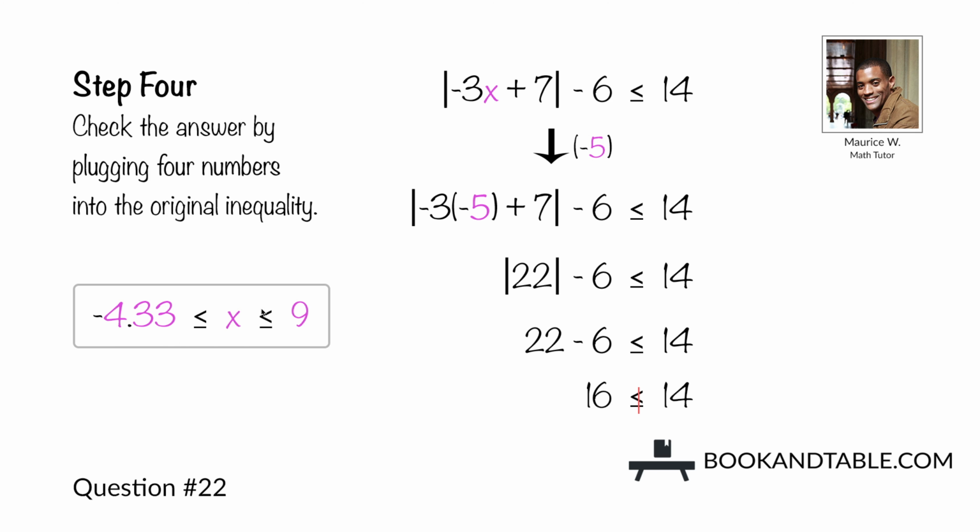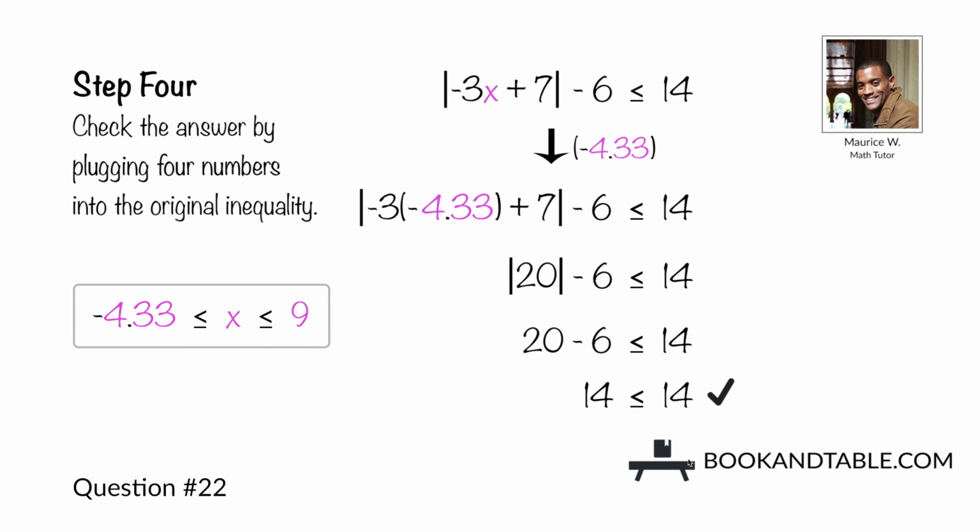So if we plug in negative 5 for x, we get negative 3 times negative 5, which is 15. 15 plus 7 is 22. The absolute value of 22 is 22. 22 minus 6 is 16, leaving us with the false statement, 16 is less than or equal to 14.